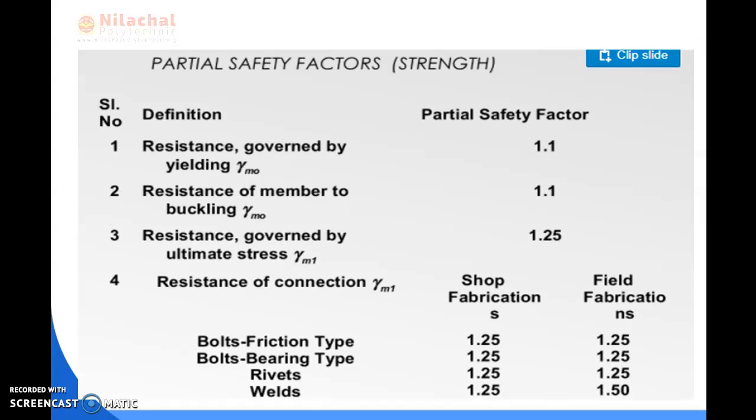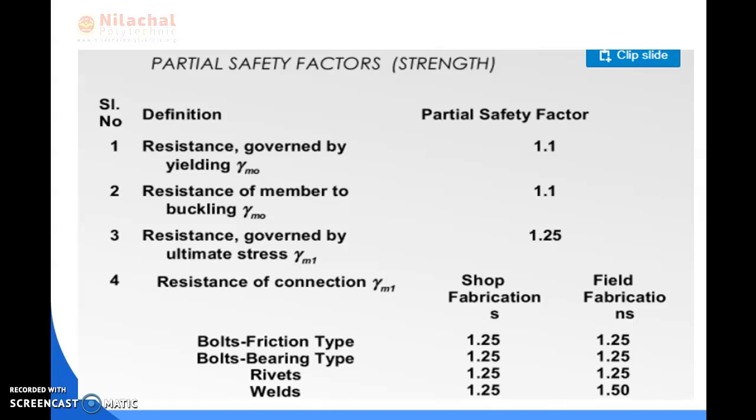Then we discuss partial safety factor for strength. Here also a table is provided in IS 456-2000, with serial number and definition of partial safety factor. Serial numbers 1, 2, 3, 4 are provided. Resistance governed by yielding, which is gamma m0. Resistance of member to buckling, which is gamma m0. Resistance governed by ultimate stress, which is gamma m1. Resistance of connection, which is gamma m1.